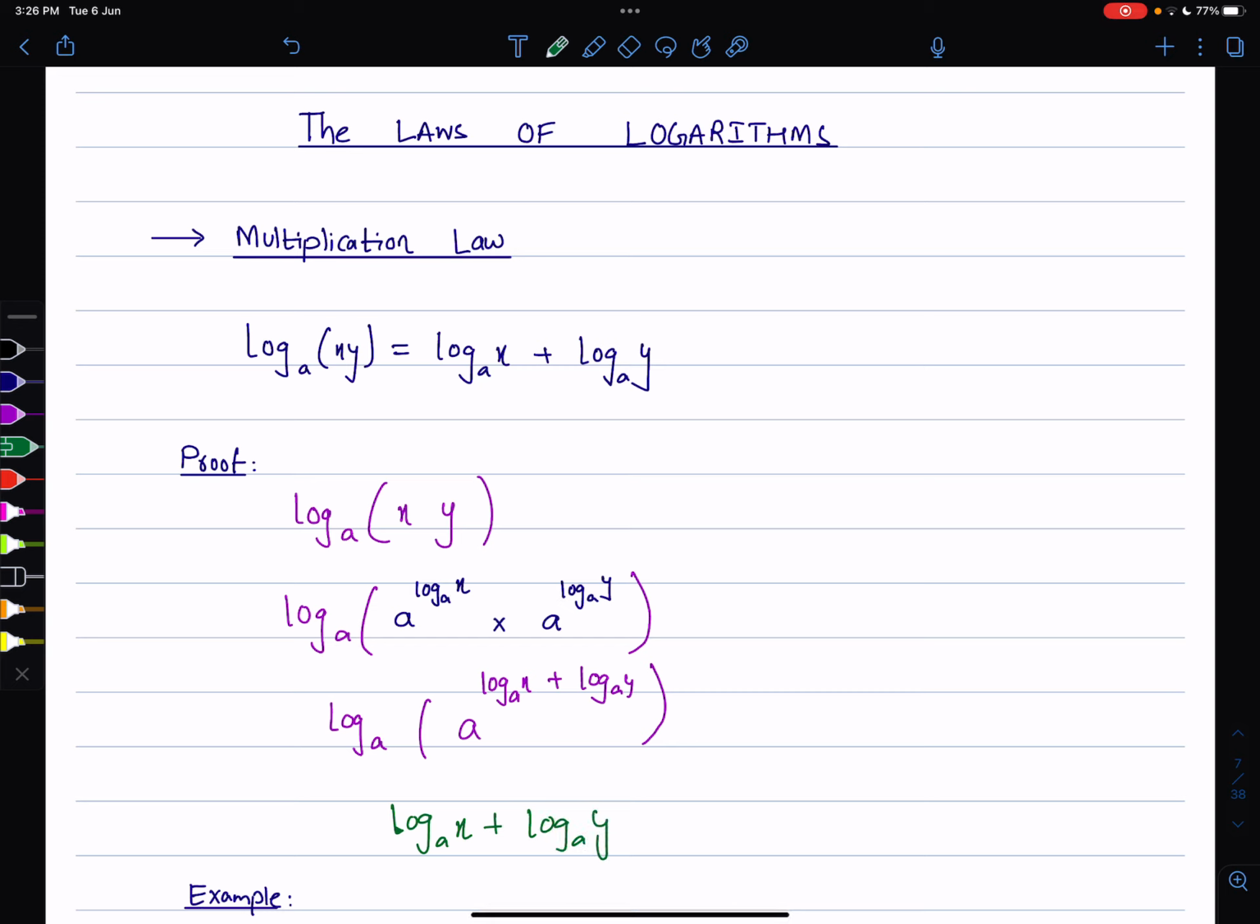Okay, now we can cross check this with the calculator as well. Let's say log to the base 10 of 3 times 10, that is 30, and if you want to split it down, we can write it as log to the base 10 of 3 plus log to the base 10 of 10, and we are going to be getting the exact same answer on the left hand side and on the right hand side.